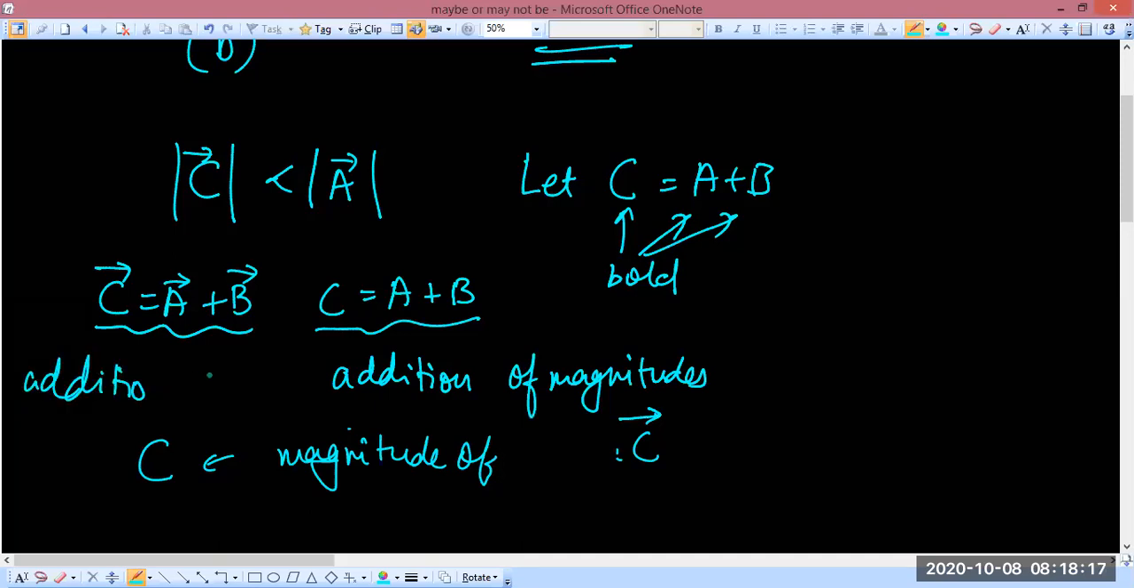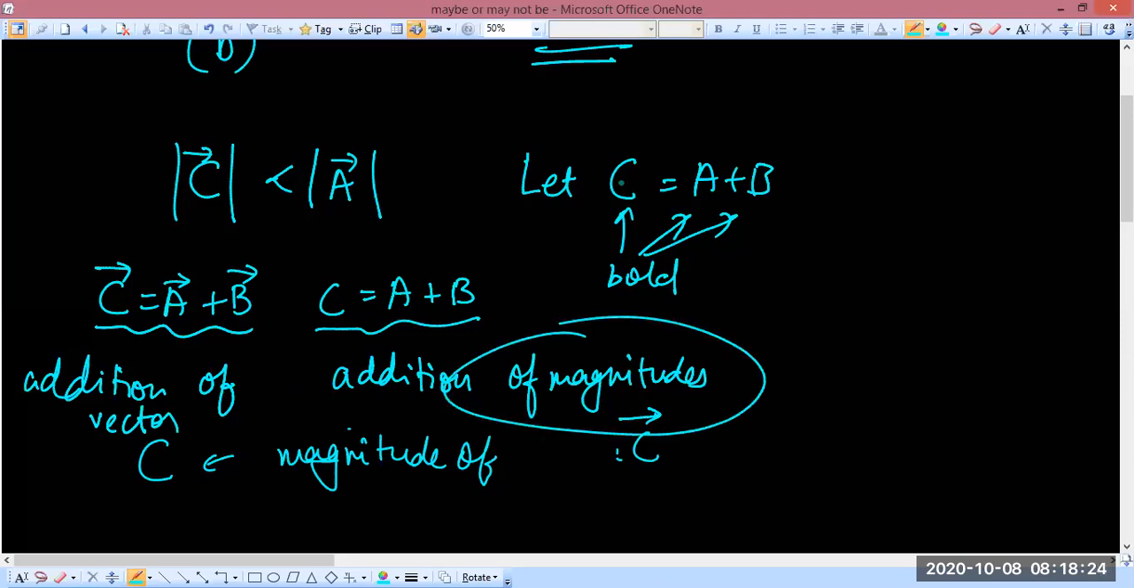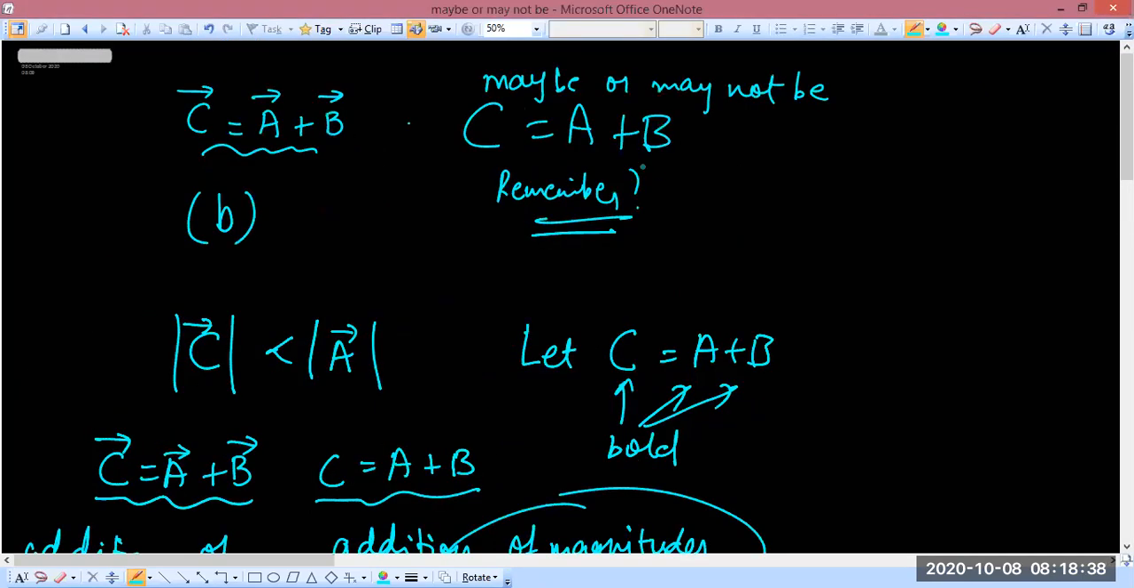I have already made you write it once in the important points that you cannot add magnitudes. I hope you remember that. You cannot add magnitudes when you are adding vectors. Right? So this answer is not going to come. That's why C is not correct. D is also not correct because sometimes it might be equal.